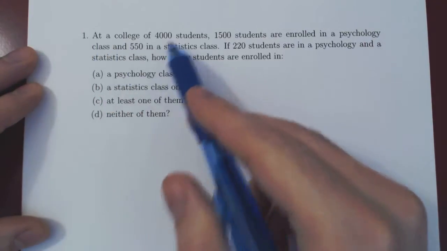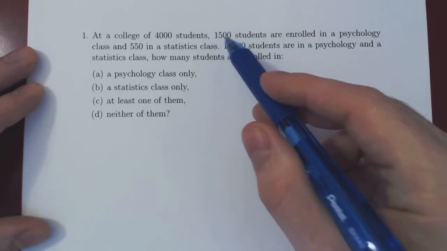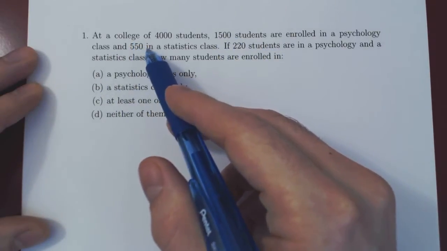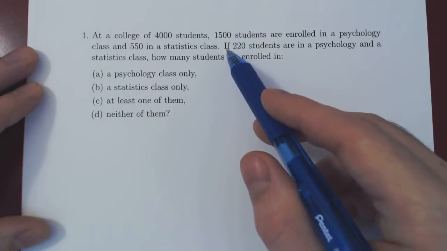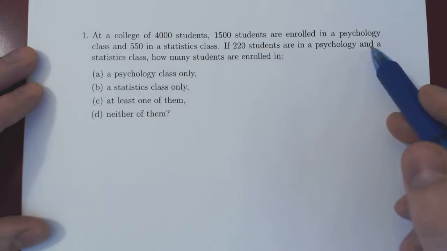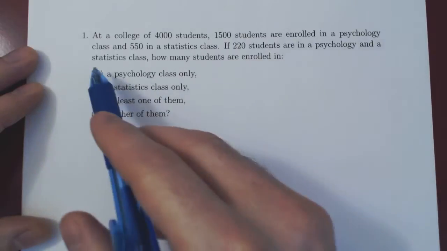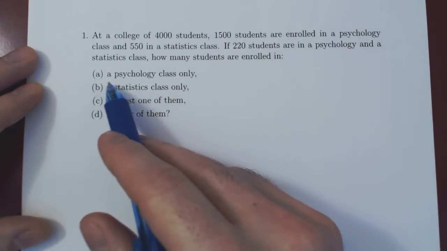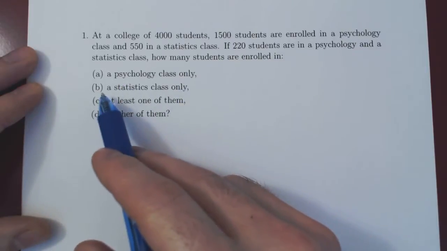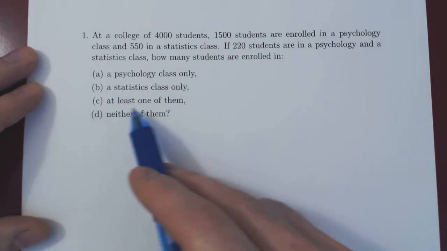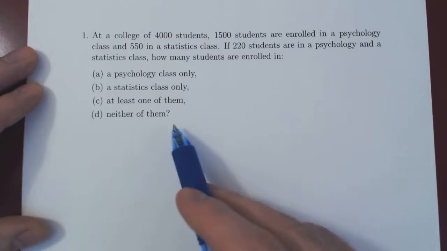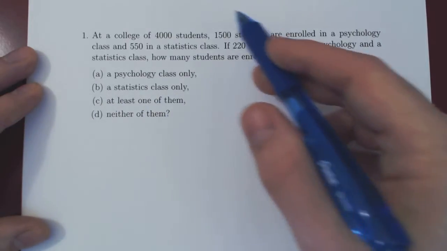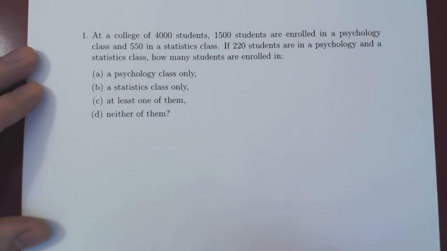At a college of 4,000 students, 1,500 students are enrolled in a psychology class and 550 in a statistics class. If 220 students are in a psychology and statistics class, how many students are enrolled in a psychology class only, a statistics class only, at least one of them, neither of them? So again, let's ignore this for now and construct the corresponding Venn diagram.